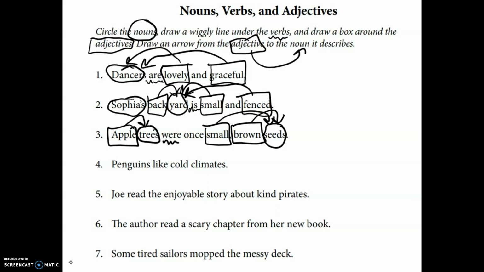So you'll continue to do this for the rest of the words in the sentence. You'll circle your nouns, put squiggly lines under the verbs, draw a box around your adjective, and then point an arrow to the word that it's describing. If you need help with this, I can help you during live. So just let me know and I can take some time to do it with you during the live session, okay? Good luck.